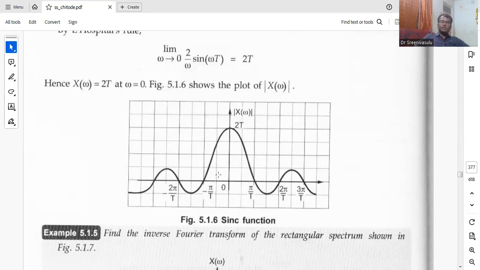If you tabulate the readings for the magnitude spectrum, omega versus magnitude of X of omega, and draw it, the signal is a sinc signal. So this is the relation between a rectangular pulse and a sinc.